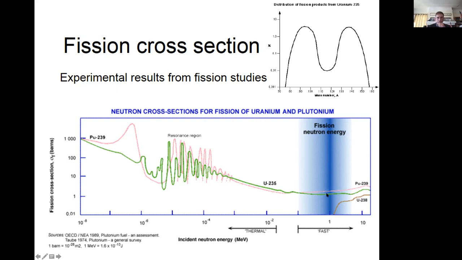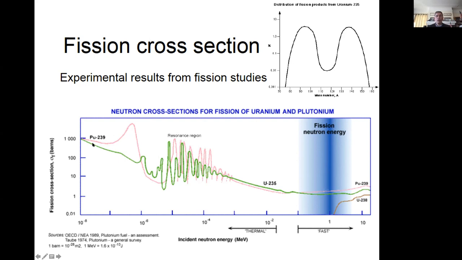235 and 239 here track one another. They actually still have several barns cross section at an MeV and keep on rising. Here you get down into the resonance region. In fact, this is an MeV. So at 10 to the minus 8 down here, MeV is about 10 to the minus 2 electron volts, is the thermal region. You see the resonance region, the last resonance like this, and then the neutron separation threshold, of course, on this plot would be zero. And the cross section for both species for thermal is on the order of 1,000 barns.